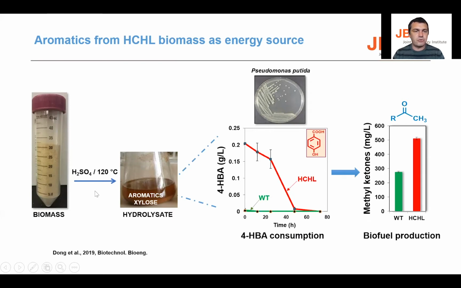The biomass from these transgenic plants was hydrolyzed using dilute acid. Here there was no cellulase treatment, so we end up with aromatics and xylose from hemicellulose in the hydrolysates. And these were used to grow Pseudomonas, which is a bacteria. Pseudomonas was able to grow. It was actually able to consume the 4-HBA, which is in higher amount in the HCHL hydrolysates. And this Pseudomonas strain is engineered to produce another biofuel, a potential diesel fuel. And you see that in the case of the HCHL hydrolysate, the strain produced higher titers of methyl ketones.